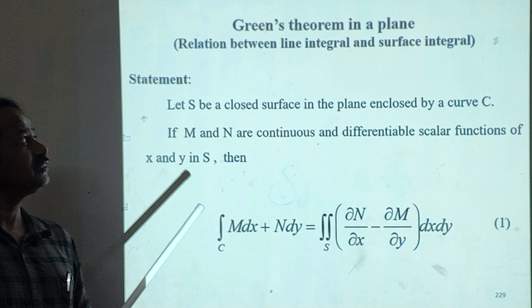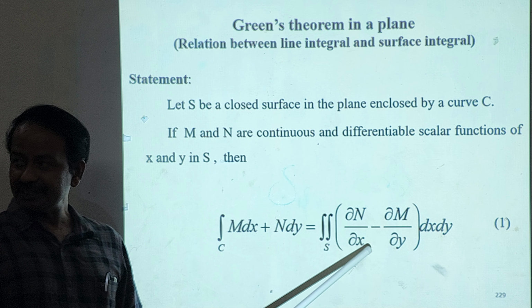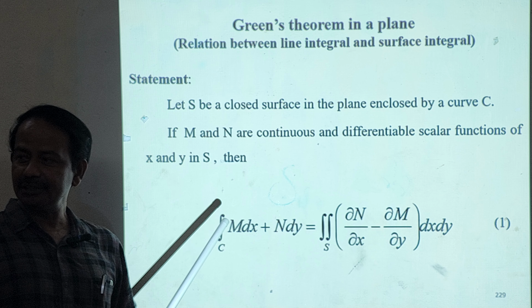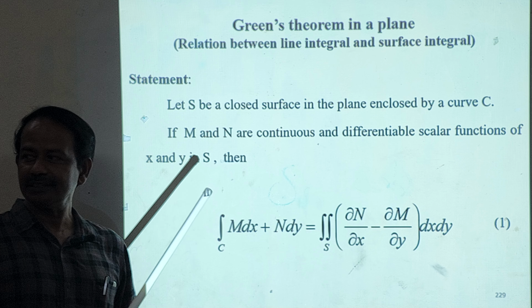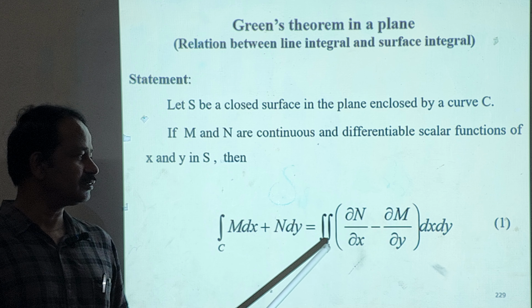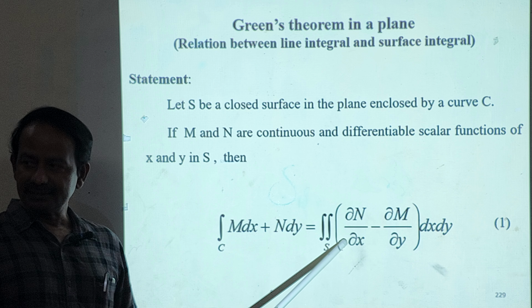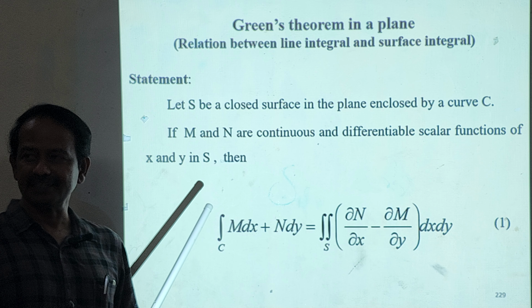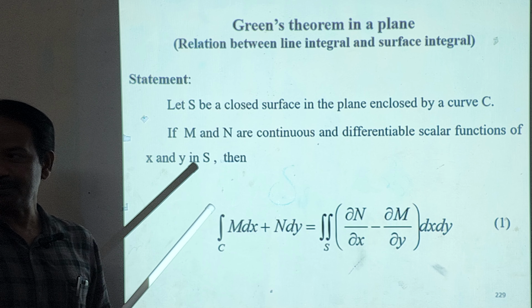Most probably in Green's theorem, we will be discussing only the surface integral. We will get an answer that is equivalent to the line integral. It's easy to calculate the area enclosed by a curve C. So we will be solving only the surface integral, which gives us the answer for the line integral. It is a special form of Stokes theorem.